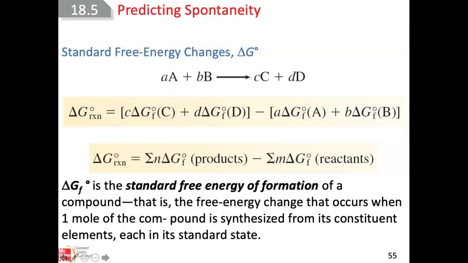So delta G standard of formation is the standard free energy of formation. It's the free energy change that occurs when 1 mole of the compound is synthesized from its elements, and those elements are in their standard state. So that's the formula. Similar to that formula, we have a formula for the enthalpy, and similarly we have one for the entropy.